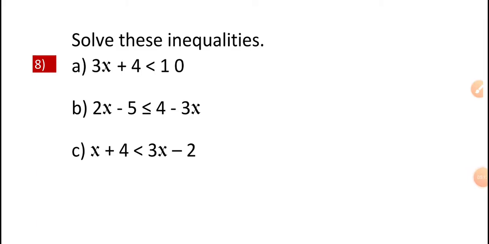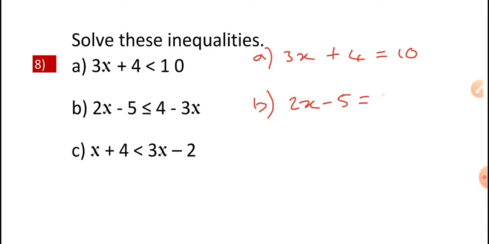So question 8, solve these inequalities. Now it might look a bit tricky with the inequality sign, but I would like you to first of all solve these pretending or imagining that they were not inequality signs but were actually just equal signs. So just answer A, 3x plus 4 equals 10, and for B, 2x minus 5 is equal to 4 minus 3x, and C, x plus 4 is equal to 3x minus 2.